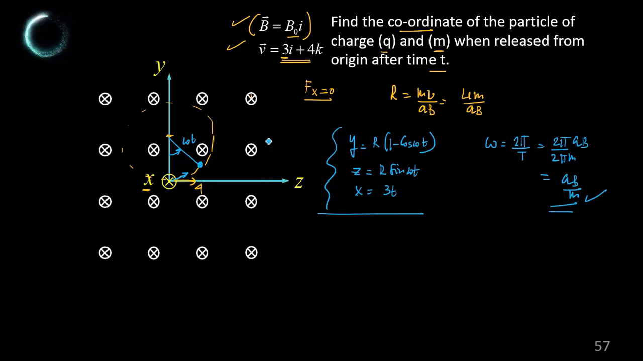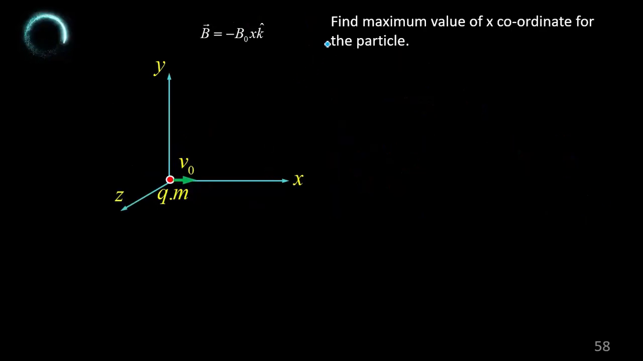Okay, now moving on to the next problem. Here the magnetic field is variable. The magnetic field is acting along the negative z direction, that means it is into the plane of the paper, like a cross. It is given as minus B naught x into t, so it is a variable. Once I project a particle, it will experience a force along the y direction. So the particle will deviate, and ultimately the path of the particle will be like this.